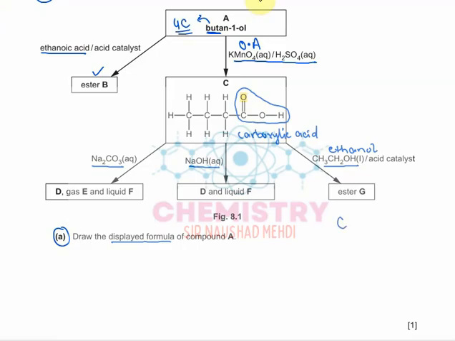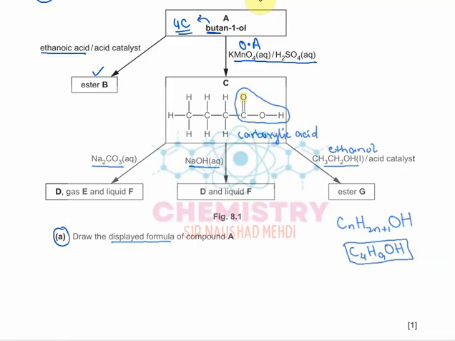You must remember the general formula of the homologous series of alcohols, which is CnH2n+1OH. This is the general formula for the homologous series of alcohols. If you put 4 in this formula, it will become C4, and for 2n plus 1, putting 4 over there, you will get 9, so C4H9OH. This is the molecular formula of butane-1-ol. Now you have to convert this molecular formula into the displayed formula.